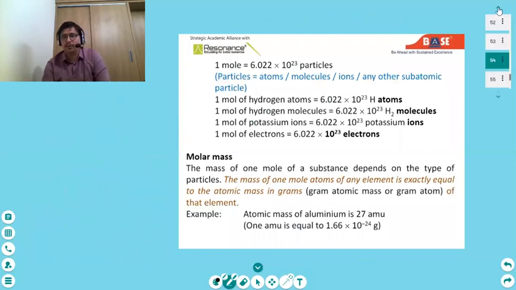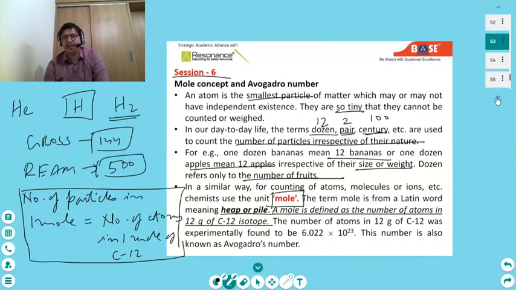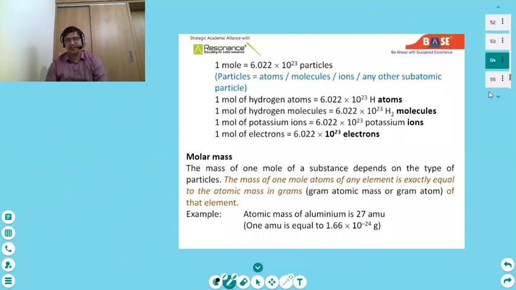Now, Avogadro number was given by an Italian scientist. His name was Lorenzo Romano Amedeo Carlo Avogadro. Yes, it's a huge name. It is Lorenzo Romano Amedeo Carlo Avogadro. He is an Italian scientist. In honor of his name, this number was given. Basically, he was a lawyer and the first physicist in Italy at that point of time.